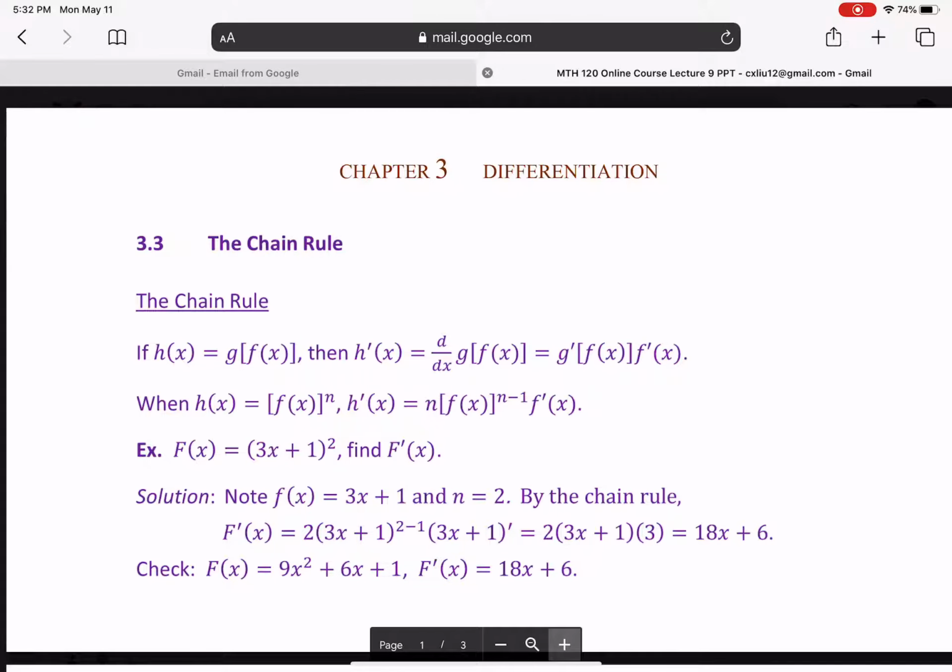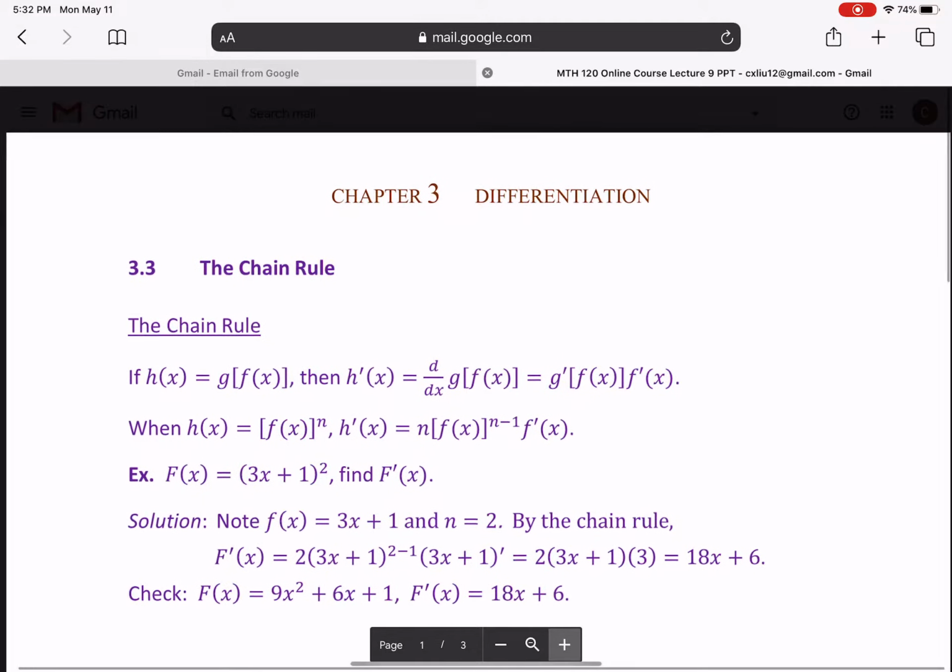We can also use another approach to take the derivative. Namely, we can expand the function first and then take the derivative. So if we do that, for 3x plus 1 squared, you get 9x squared plus 6x plus 1. And just use the power rule to get F prime of x equal to 18x plus 6. So we got the same answer by using the chain rule and the direct differentiation. All right.